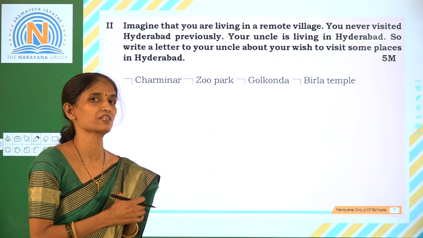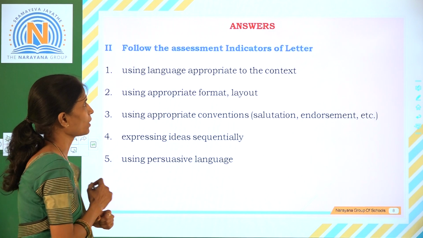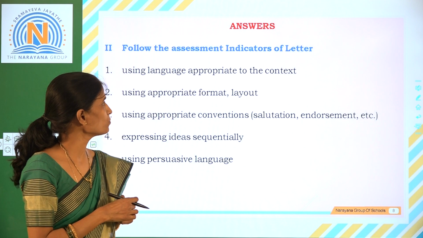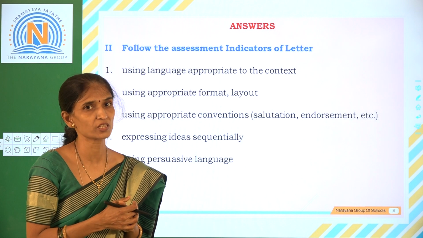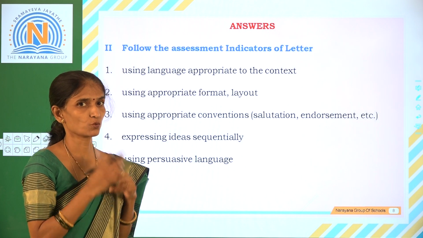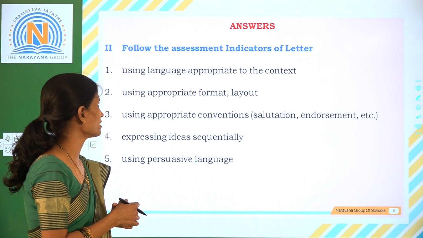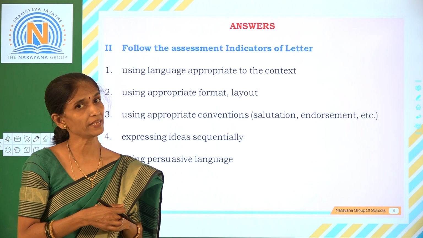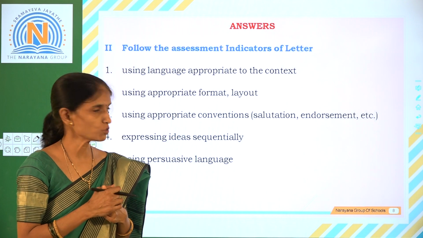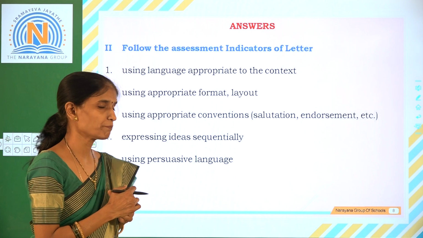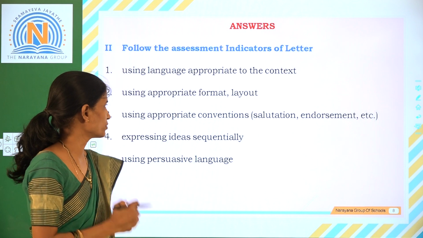So let us quickly list out the assessment indicators that go with letter writing. Now, the first assessment indicator is using language appropriate to the context. The context given is your wish to visit Hyderabad to see the places in Hyderabad. So keep in mind the context and use sentences according to the context. The second indicator, using appropriate format or layout. So keep in mind the format, place all the elements of the letter according to the format, and then the third, using appropriate conventions like salutation, subscription, endorsement, all should be properly used.